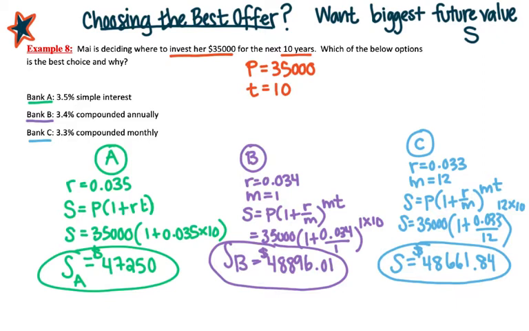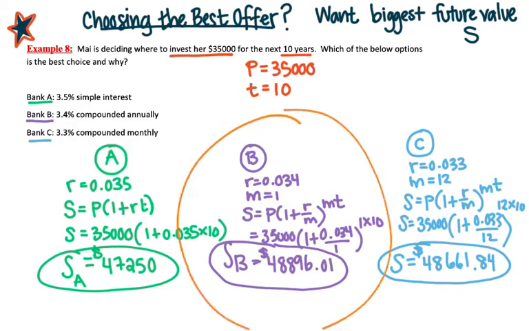Okay, so the question is which is the best offer? Which bank would give us the most amount of money at the end of 10 years? This one is the best offer. It gives us the biggest future value. By the way, if we were borrowing money, we would choose Bank A because we would want the smallest amount of money that we have to repay at the end. Okay, that's the lesson. Good luck, everyone.